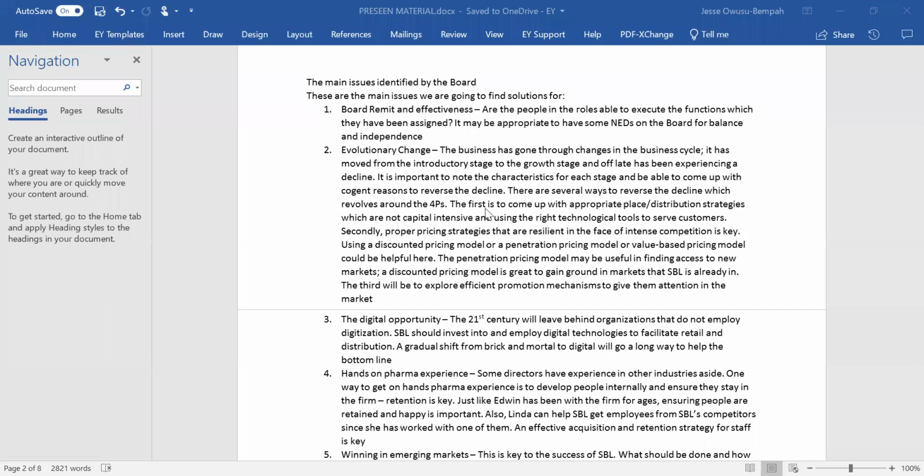One of the things we came up with was their distribution strategies. Their distribution strategies were more capital intensive, and looking at how business is evolving, or the evolutionary changes taking place generally across the globe, it might be right to use some technological tools to serve customers.